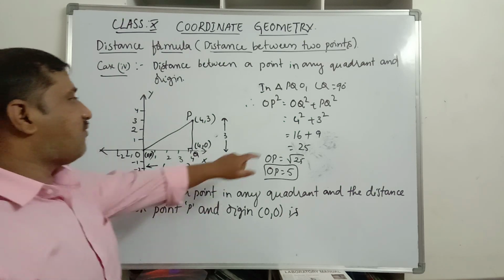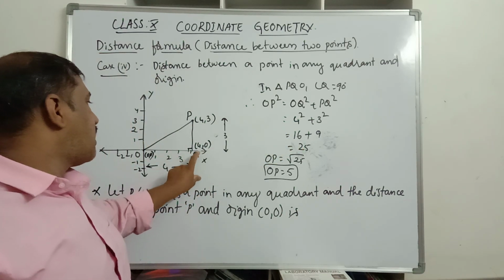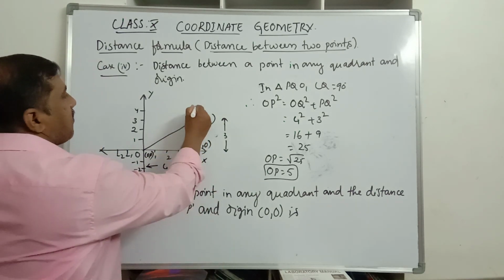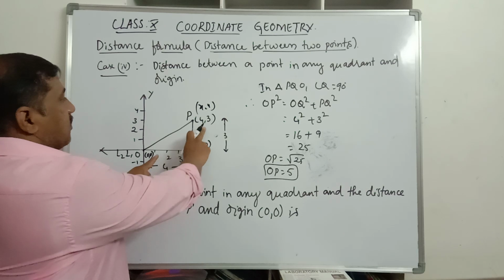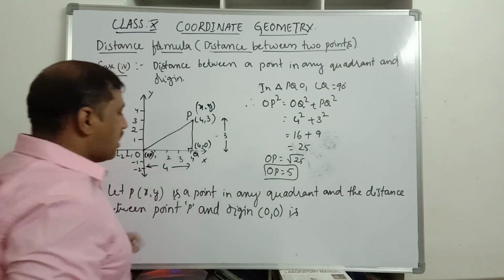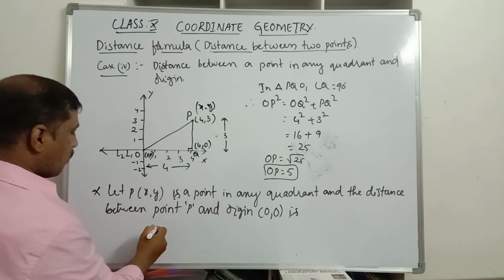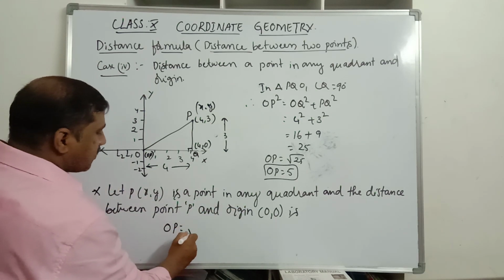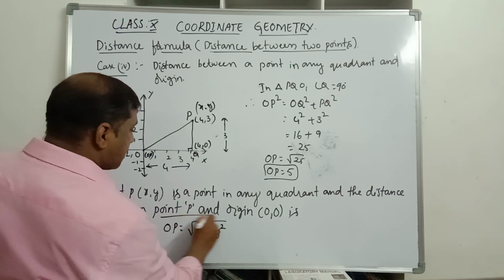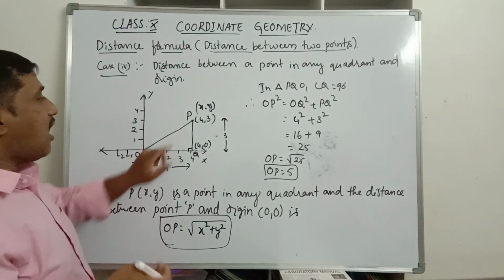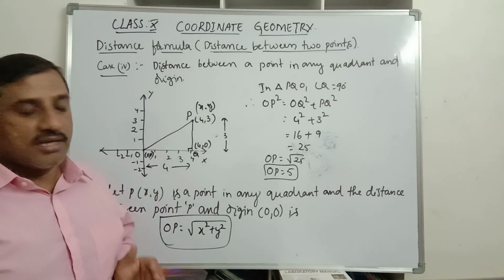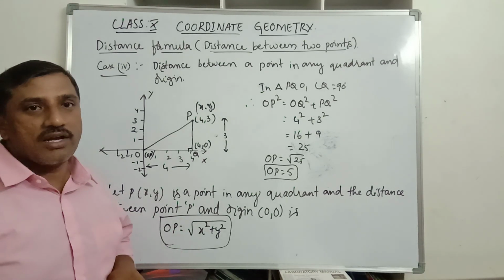So how do we find it? Here 4 stands for what? It is the x coordinate of the point, that is x of point P. If this is (x, y) and this is the origin, 4 stands for the x value and 3 stands for the y value. Therefore, the distance OP is equal to square root of x square plus y square. What are x and y? They are the coordinates of the point in any quadrant. Therefore, the formula is square root of x square plus y square.